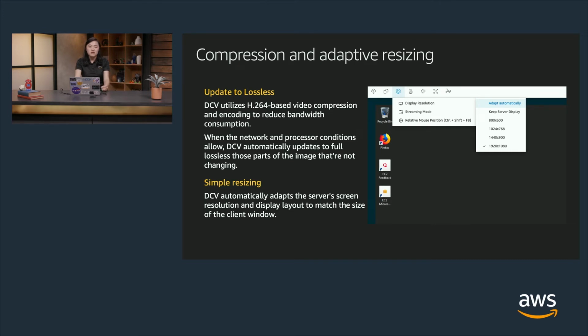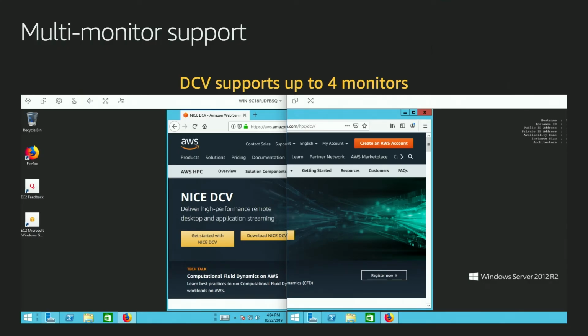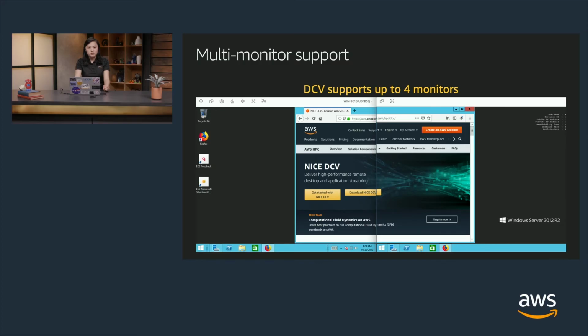NICE DCV also automatically adapts the server screen resolution and display layout to match the size of the client window. So if you resize your browser window while running a DCV session, we automatically adjust the server display resolution to match. Of course, this can be configured, and you can also fix the resolution of the server display if you need. DCV offers multi-monitor support. It can support up to 4 monitors. Resolution-wise, if network conditions permit, you can have multiple 4K monitors once you configure the NVIDIA grid drivers.